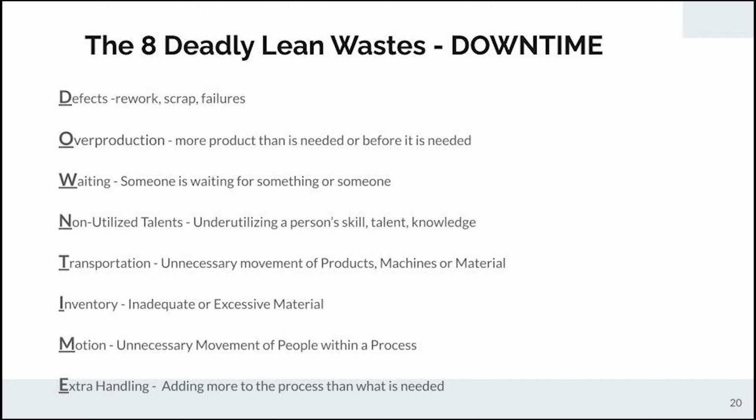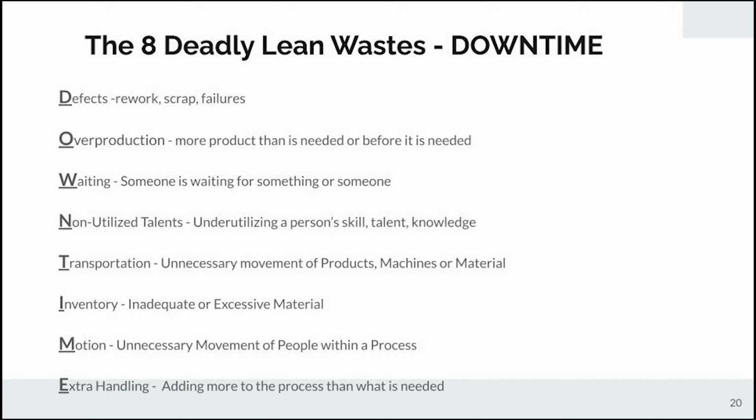Okay, so we're now going to move on to looking through the 8 deadly lean wastes as a way for us to show how Flex Pipe, Treston, and OEM Materials can add value by helping you solve these types of waste. So the 8 deadly wastes are easily remembered by using DOWNTIME. And downtime, the D is rework, scrap, and failures from defects. Then overproduction, more product than is needed before it's needed.